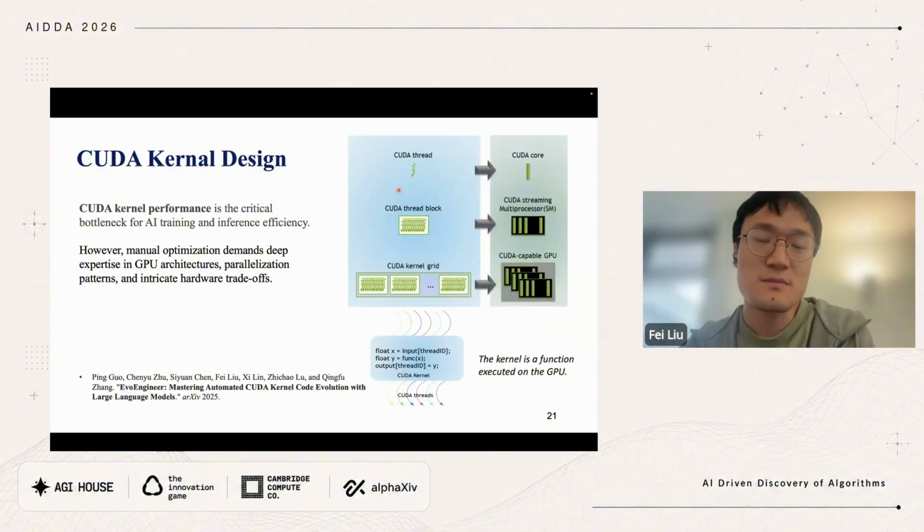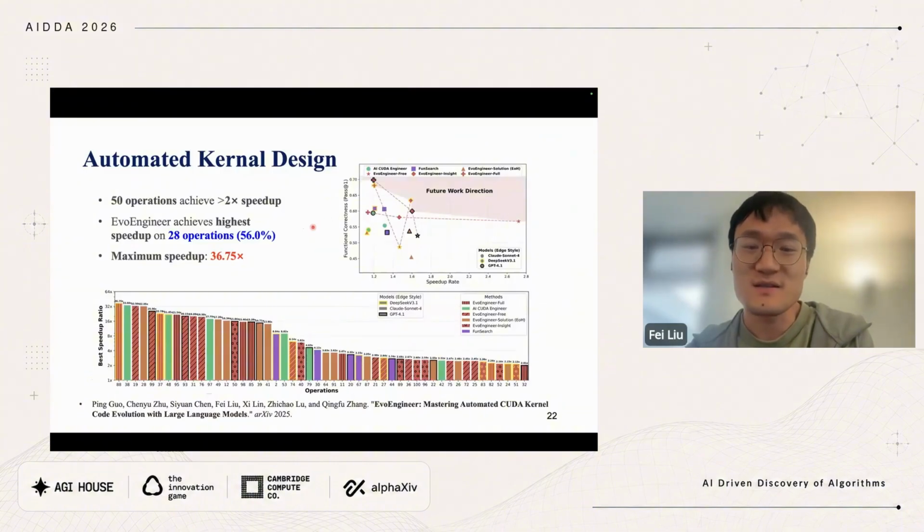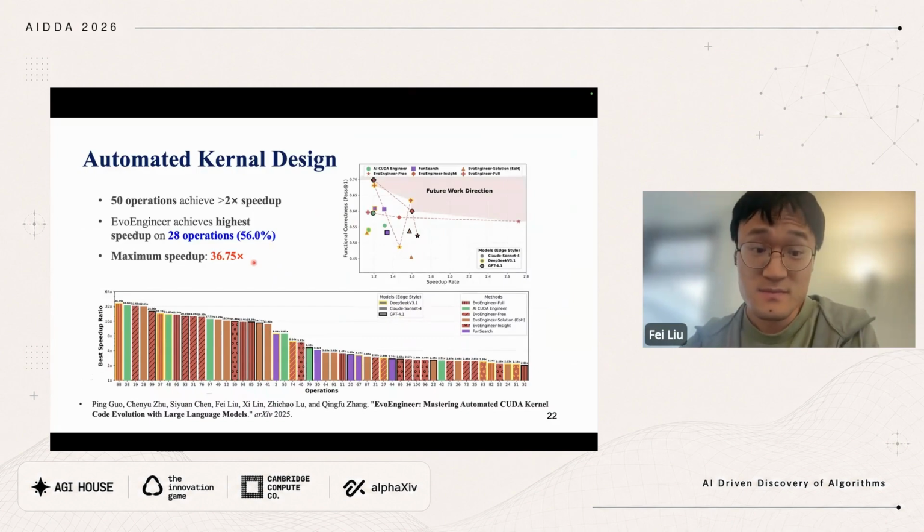We also applied it to other applications like CUDA kernel design. I think all of you know what a kernel is, right? So these are the results. We have a maximum speedup of 36%. I mean, it's not the average speedup, but on some kernels. But on average, it can have some improvements.